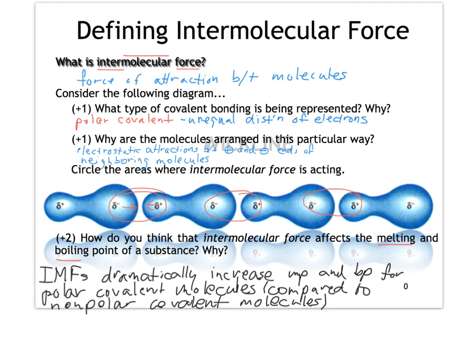So the presence of intermolecular forces between polar covalent molecules actually will increase the melting point and the boiling point for that substance, especially compared to a substance of similar molecular weight, but who is non-polar. And the reason for that is because those attractions between these polar molecules will make them resist being pulled apart. And when you really think about melting and boiling, what you're really doing is you are separating molecules from one another. And that is going to be much, much more difficult in a substance where molecules have attractions for one another.